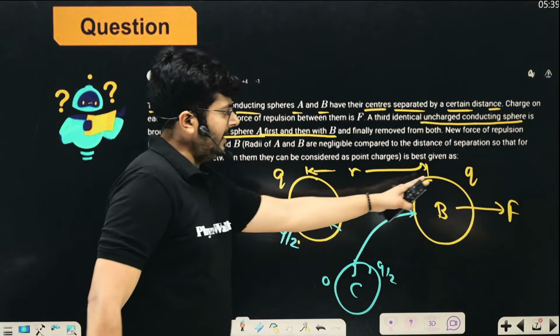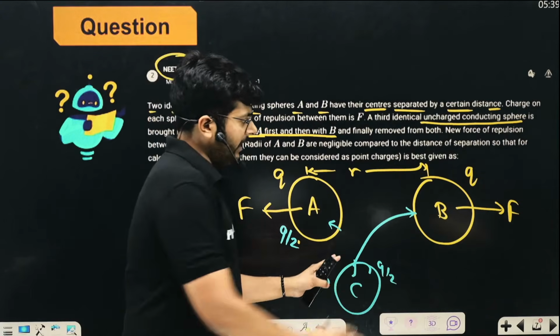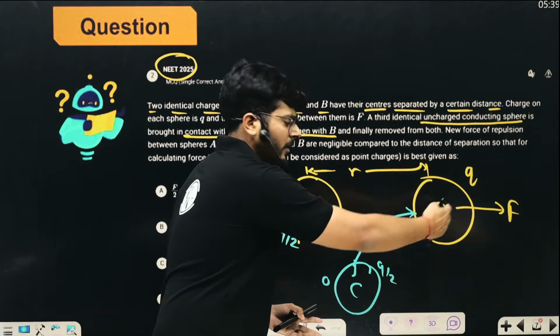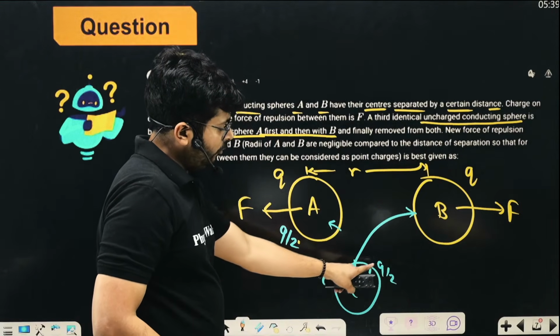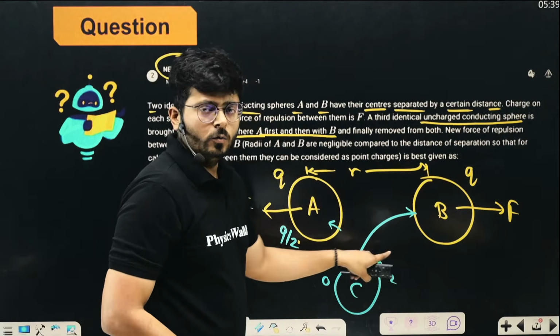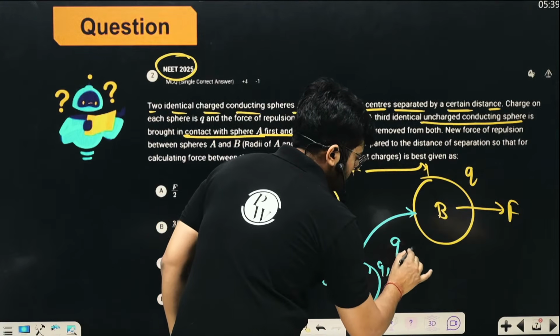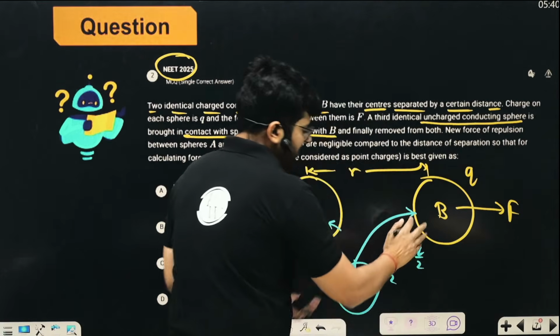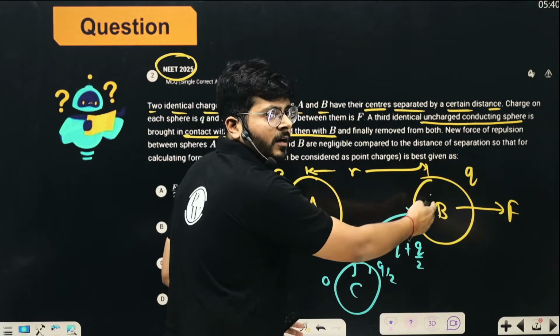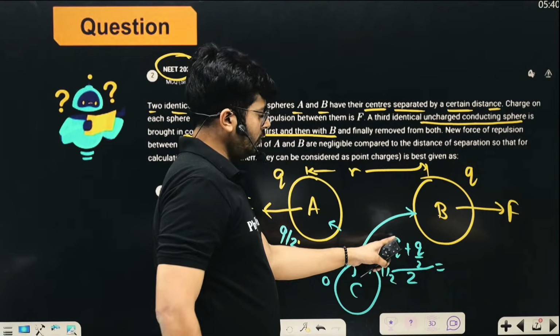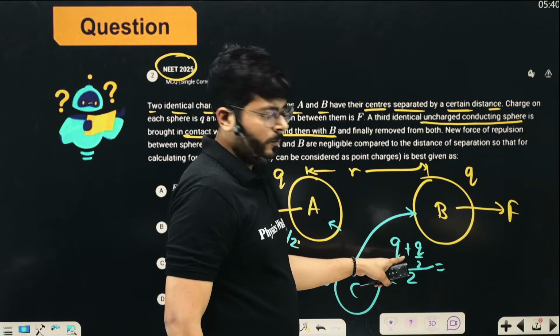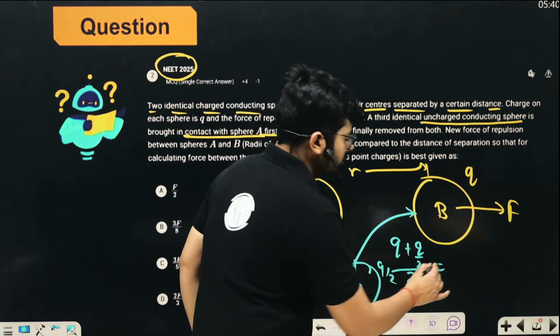So now what is happening? Again, they are identical. Whatever total charge this system has, that will distribute half. This one is taking Q by 2, and this one is taking Q. So what is the total charge in the system? Q plus Q by 2, and this total charge will be divided half in both of them. So it is Q by 2 plus Q, which is 3Q by 2. 3Q by 2 upon 2 is 3Q by 4.